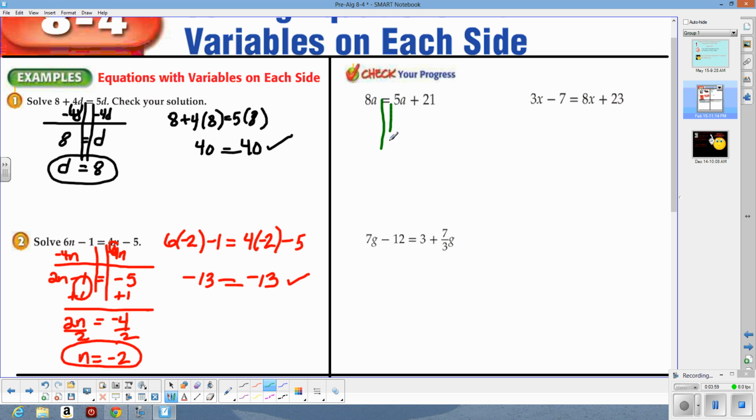8a equals 5a plus 21. Those alarms are going off because we have variables on both sides. I'm going to choose to get rid of the 5a. If I got rid of the 8a, I would end up with 0 on this side, which would just mean I'd have to do some more steps. So let's go ahead and get rid of the 5a by subtracting 5a from both sides.